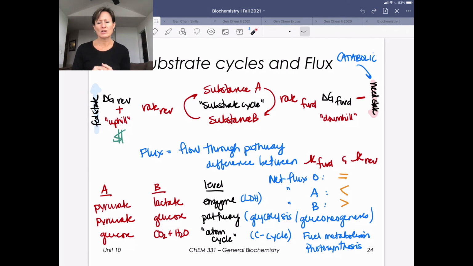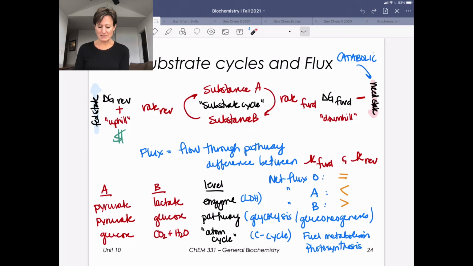Again, another homework question that I want you to be able to put in your own words is thinking about how big this substrate cycle has to be. We can drill down to an enzyme level. For example, if we consider the enzyme lactate dehydrogenase, we can consider the interconversion of pyruvate and lactate. That's really in the weeds, if you will, a substrate level or metabolite level substrate cycle. We can also think about things on a pathway level.